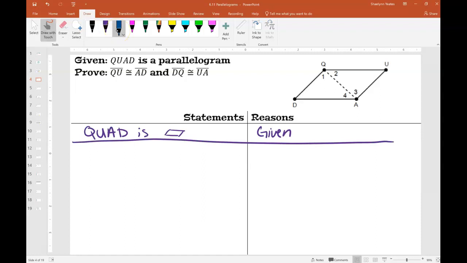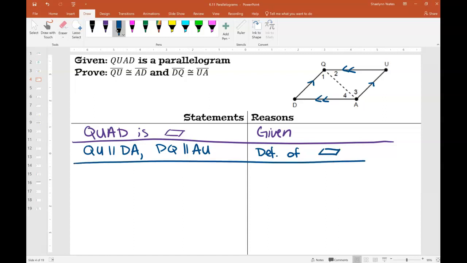All right, so I know if it's a parallelogram, that means that QU is going to be parallel to DA, and DQ is going to be parallel to AU. In other words, opposite sides will be parallel. So this will be parallel to this, and this will be parallel to this. Now I've marked it on my shape. That's helpful for me. And this is just by the definition of a parallelogram. What a cute little parallelogram.